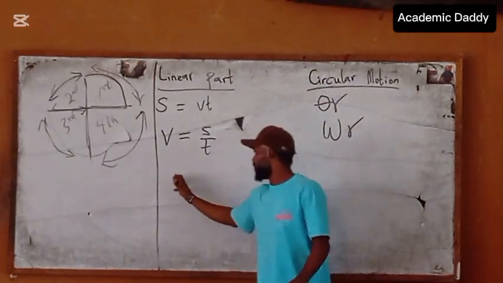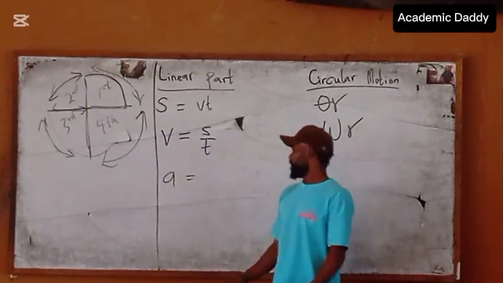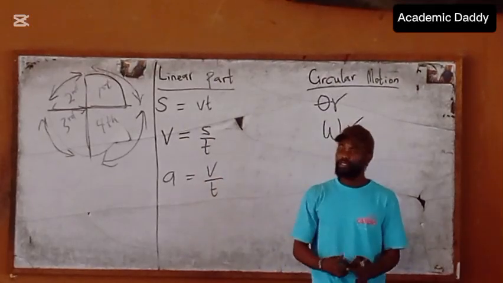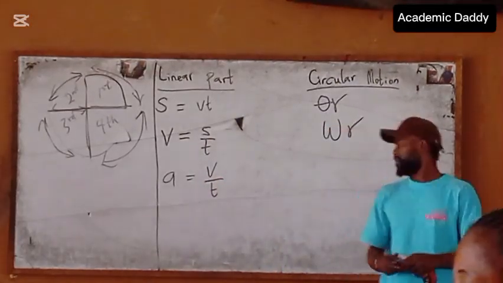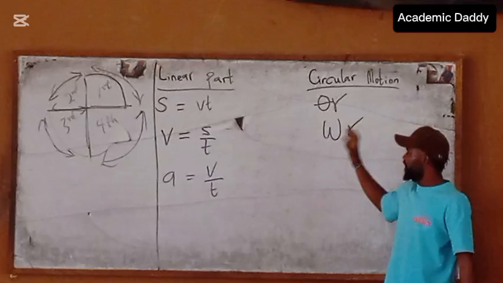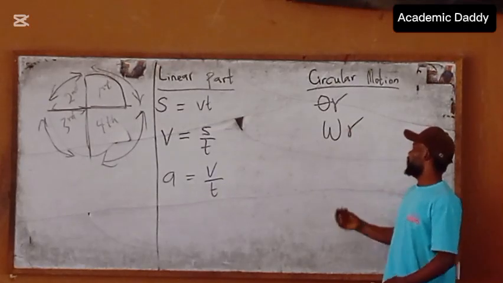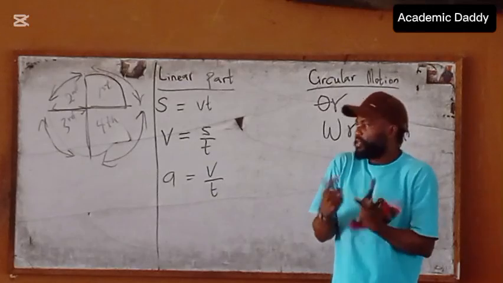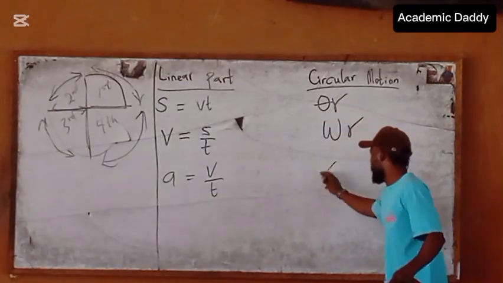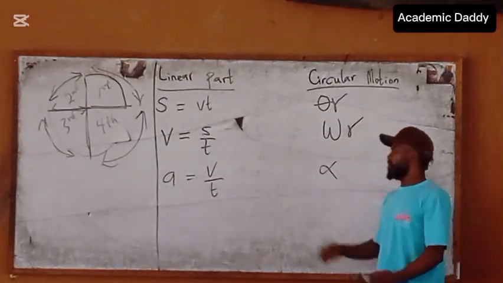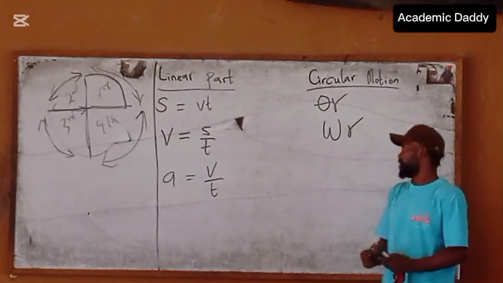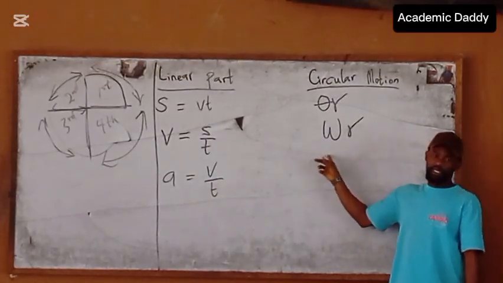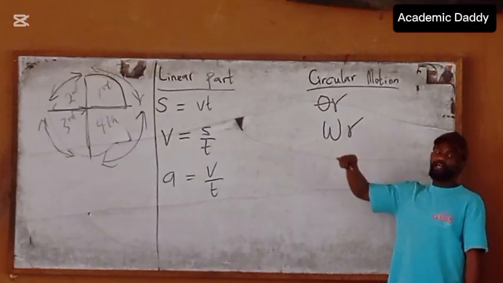Now see for the acceleration, we know that acceleration is equal to what? Velocity over time. Now here, for this circular motion, we don't have anything we call acceleration here. Rather, we represent acceleration with alpha. Are you seeing it? So what we say is simple: since v is equal to omega r.